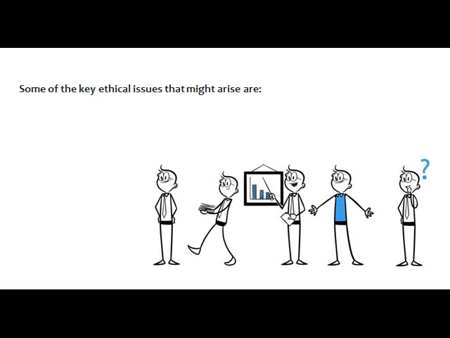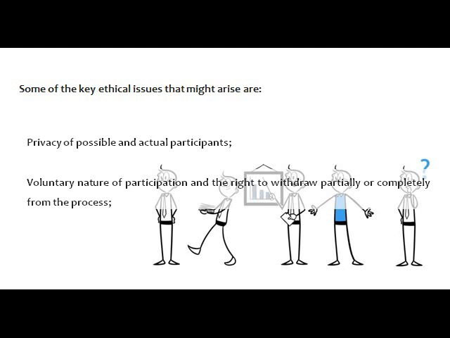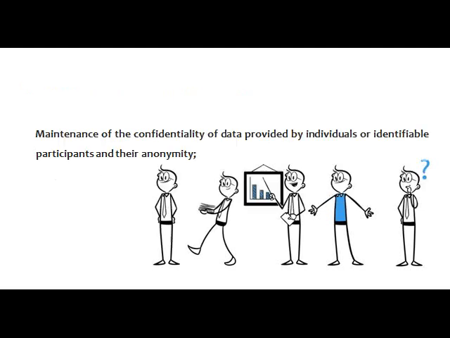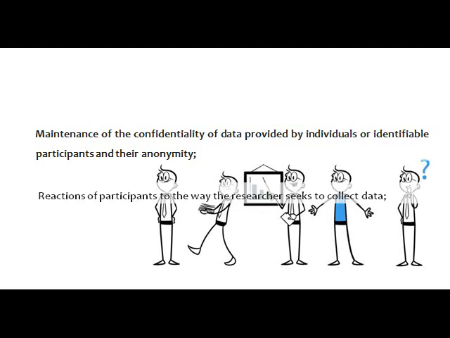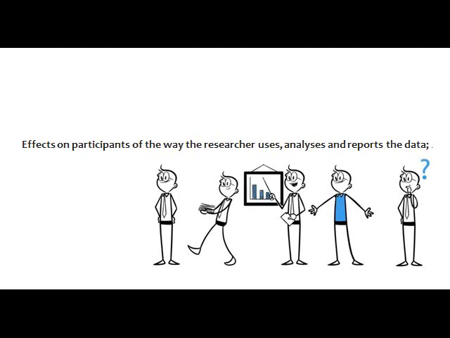Some of the key ethical issues that might arise are: privacy of possible and actual participants, voluntary nature of participation and the right to withdraw partially or completely from the process, consent and possible deception of participants, maintenance of the confidentiality of data provided by individuals or identifiable participants and their anonymity, reactions of participants to the way the researcher seeks to collect data, effects on participants of the way the researcher uses, analyzes and reports the data, and behavior and objectivity of the researcher.